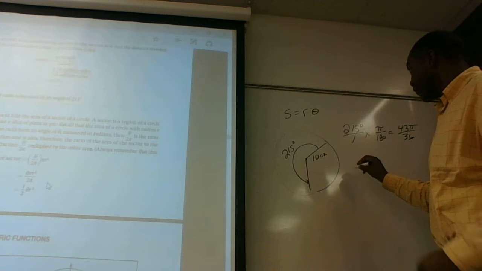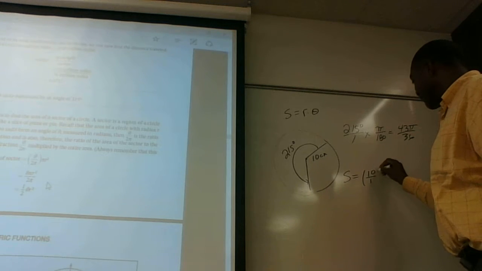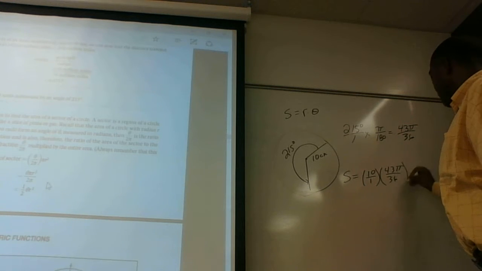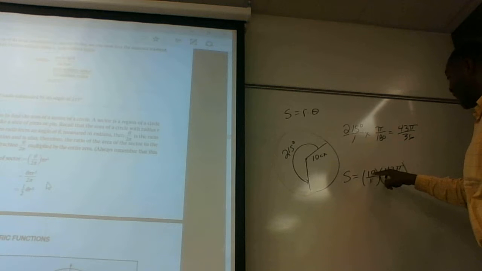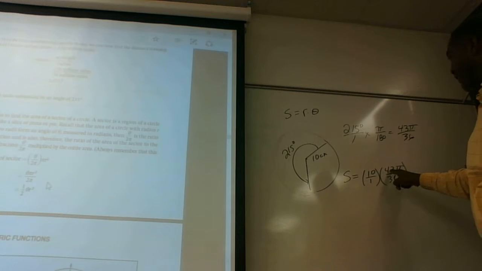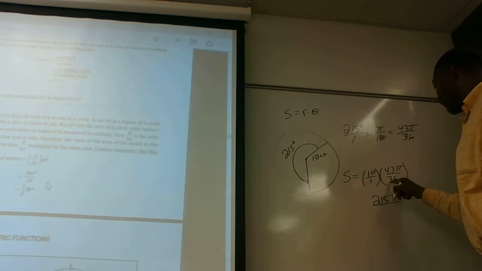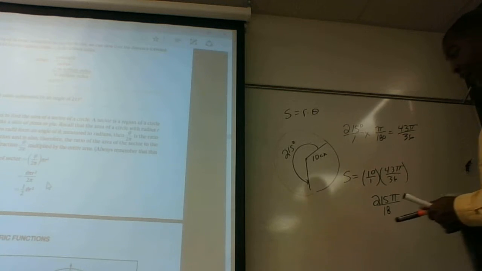So S is equal to my radius, which is 10. Because this is a fraction, I make that a fraction, times 43 pi over 36. Both of these cancel out because the 2 will go into 10 5 times and 2 goes into 36 18 times. Of course, you should know what 5 times 43 is. So you should get 215 pi over 18. Again, you have your calculator, you can go ahead and use your calculator to find it. That was one of the ways we can do it.